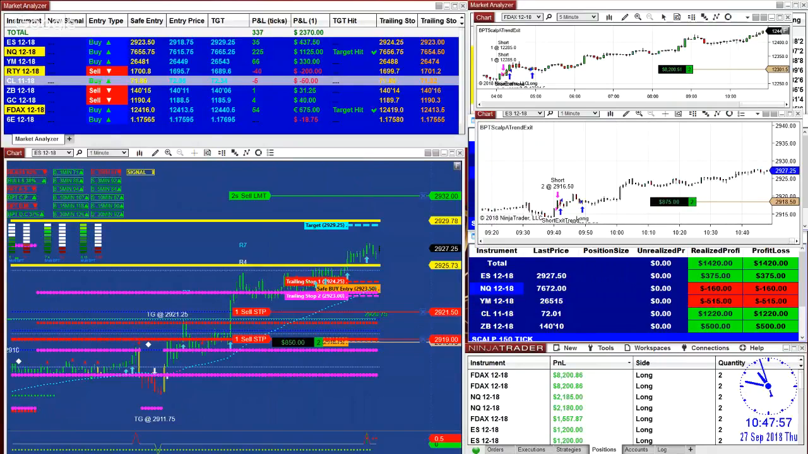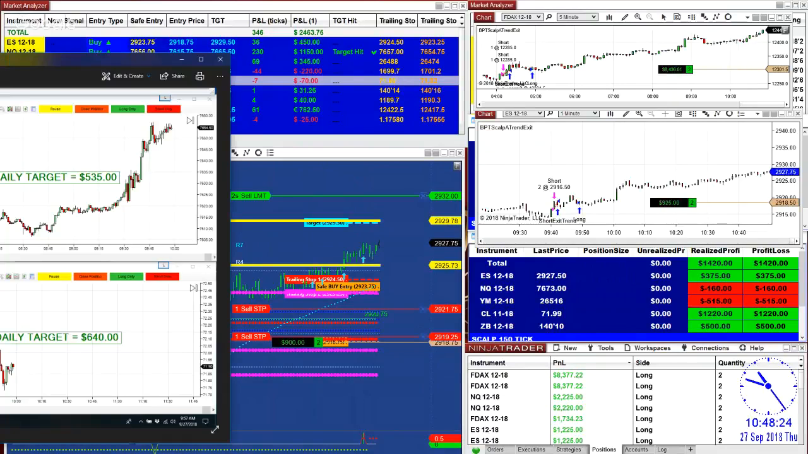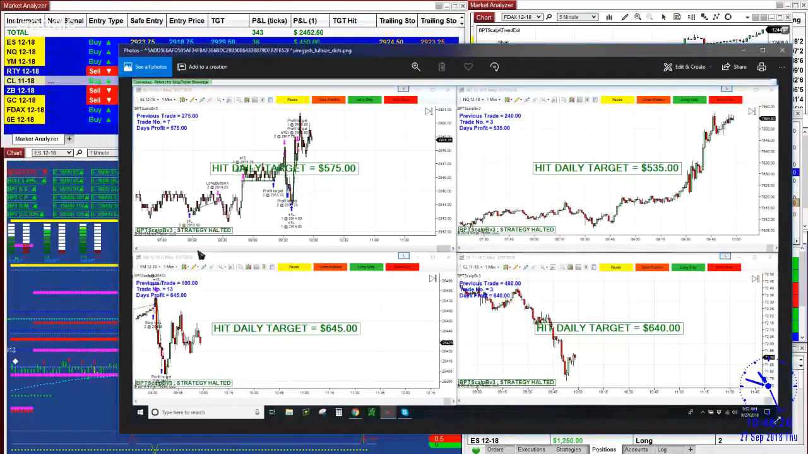Okay, we have one guy that did go on a live trade, and he nailed all four of them. This is very nice. I don't know when he started, it seems like he started around 9 o'clock. He hit live 575. So he has the target on 500.